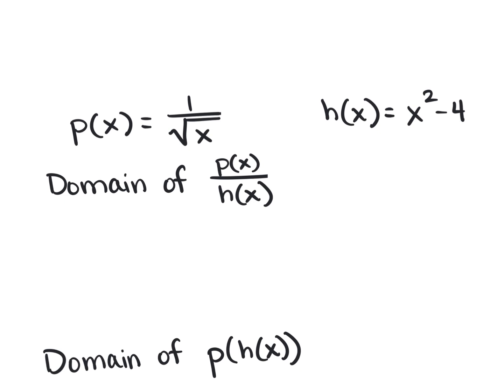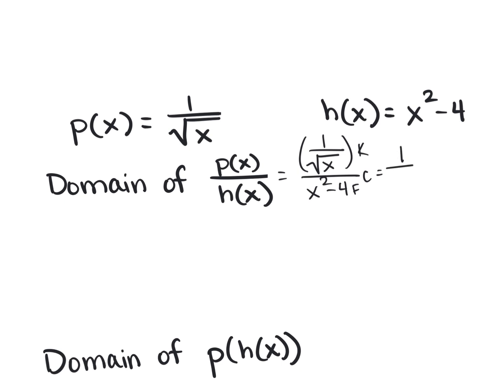The next question gives us a radical and a denominator, and then it asks us not for what the compositions are, but for what the domains are. Now, in order to do the domains, I still have to find what they're asking me for. So I know that p of x over h of x is going to give me 1 over the square root of x, and I'm going to divide that by x squared minus 4. So again, I have a fraction in a fraction, so I'm going to keep it, flip it, change it.